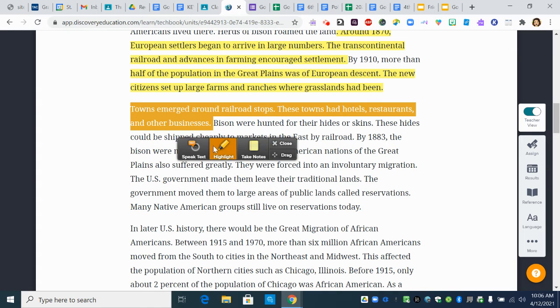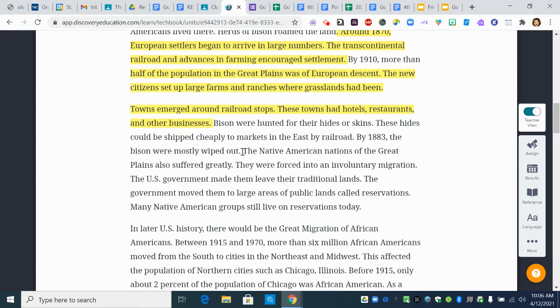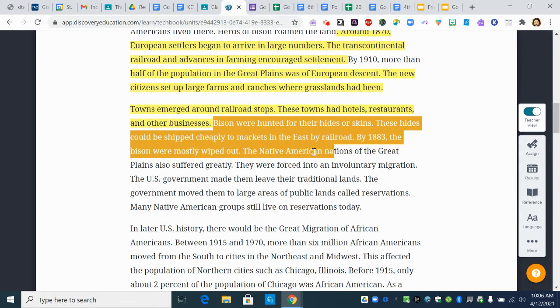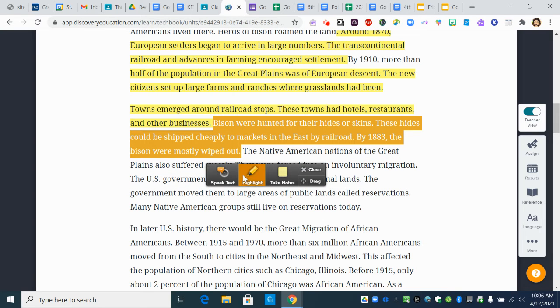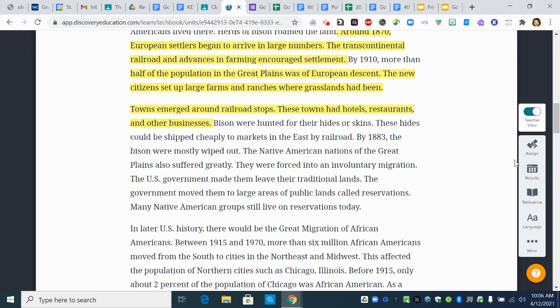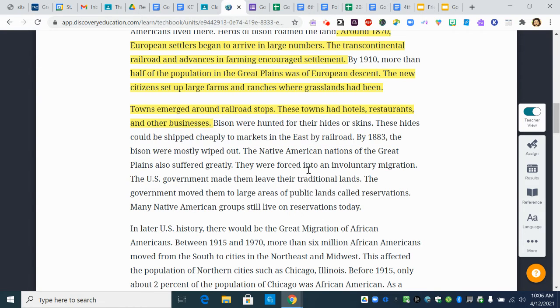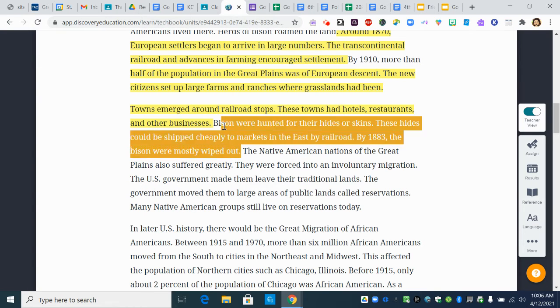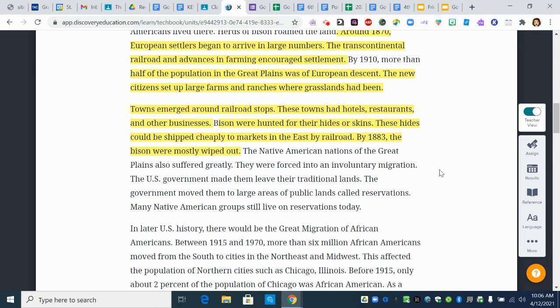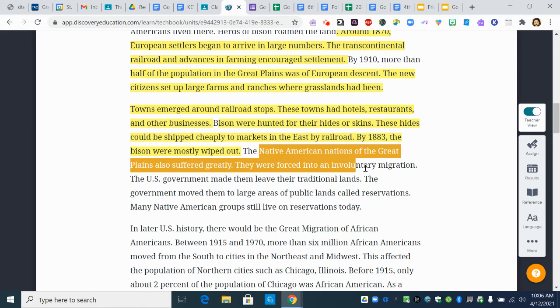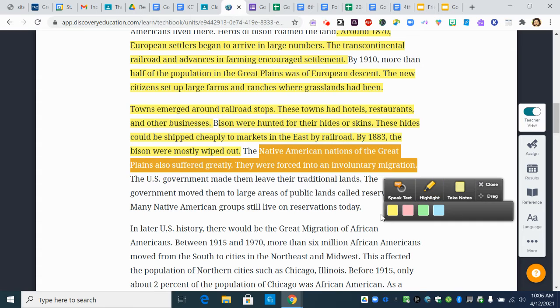Okay, so you guys can see how they changed the landscape. Bison were hunted, and they were wiped out pretty much. The Native Americans, okay, let me see here if I can do it this way. There we go. Native Americans were forced into involuntary migration.